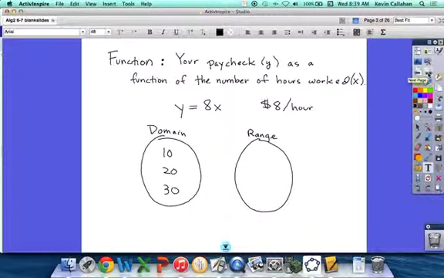So consider this. Consider a function which would be your paycheck, how much you get paid as a function of the number of hours that you worked. And let's just say that you make $8 an hour. Then this would be the equation that describes that relationship. Y equals 8 times x.